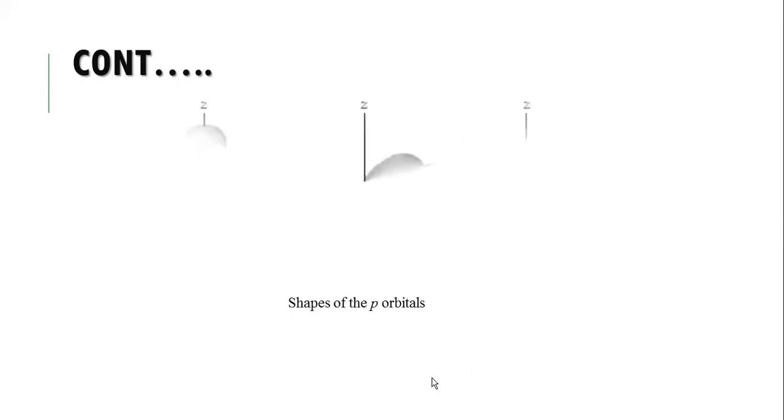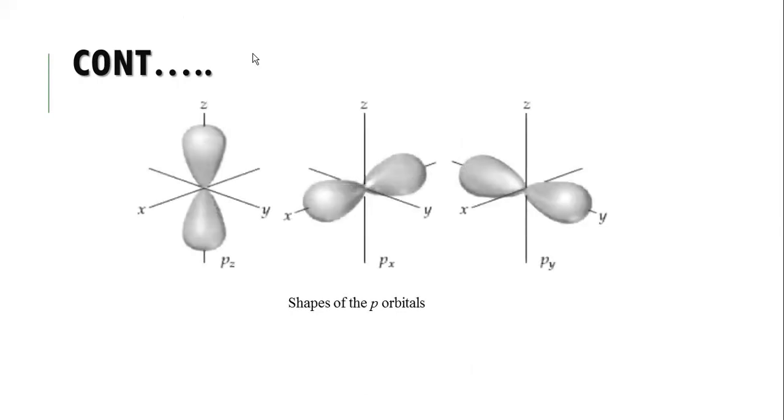The shape of the p orbitals. You should be very careful when you see this. Why is it concentrated on either side? The electrons are concentrated on this side and this side, separated by the node, the nucleus at this node. And we said the 3p orbitals have the same shape and the same size, but they differ according to their orientation in free space.